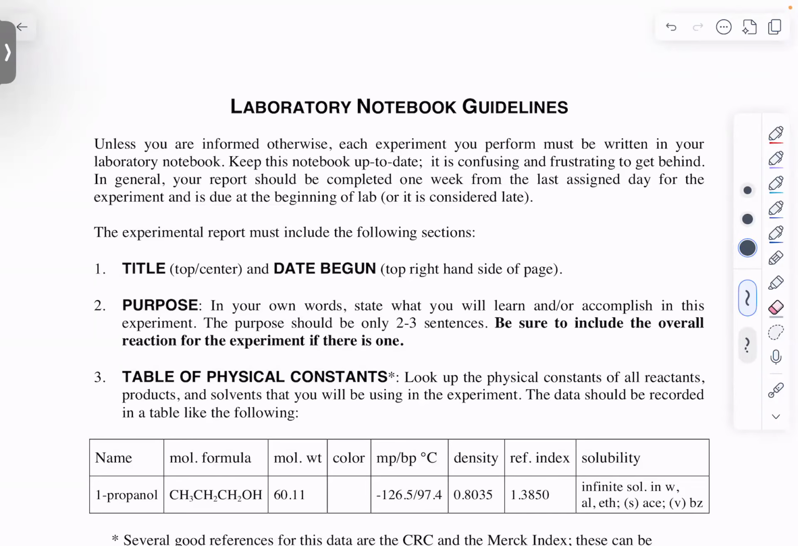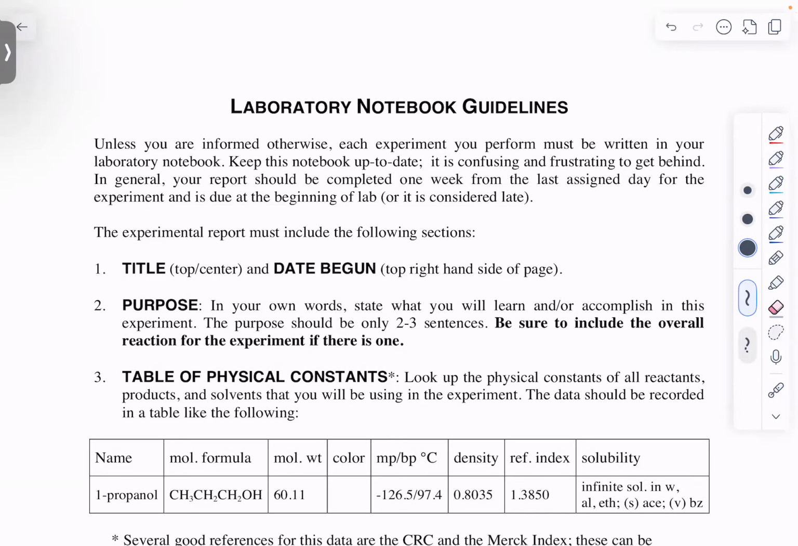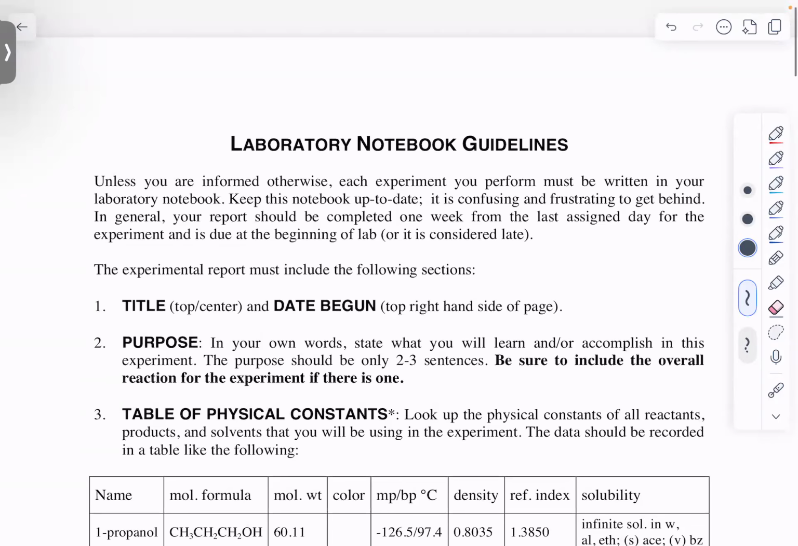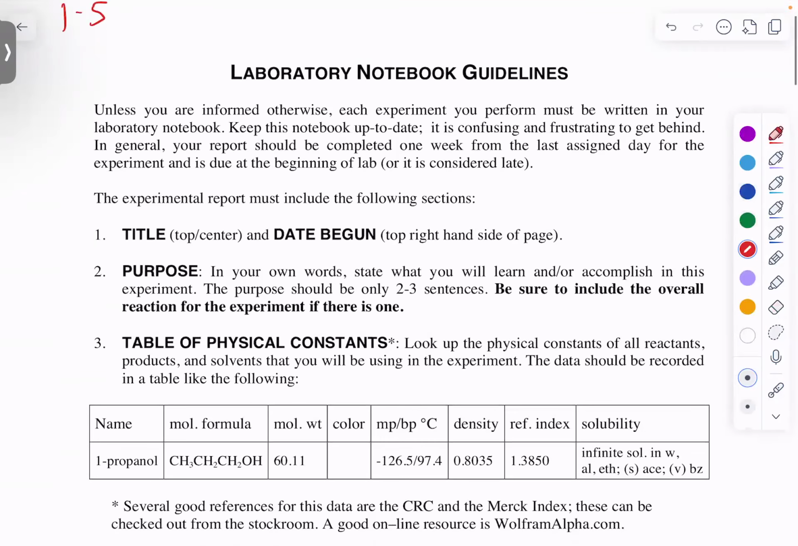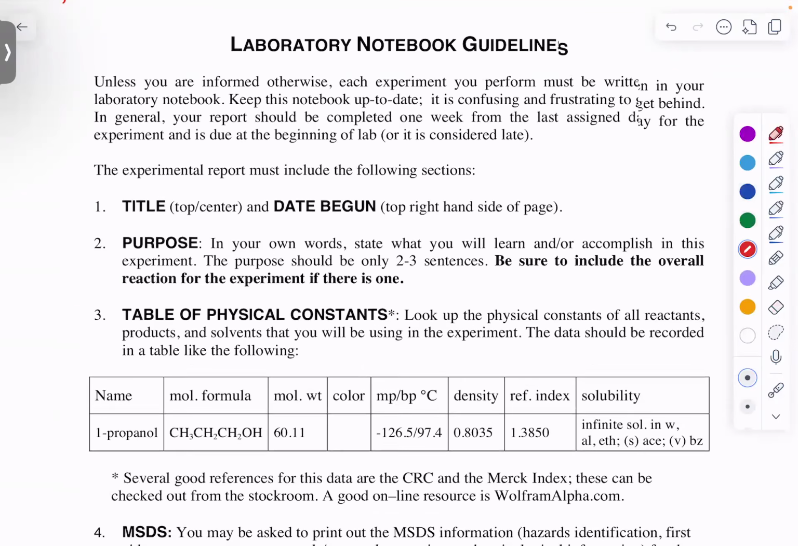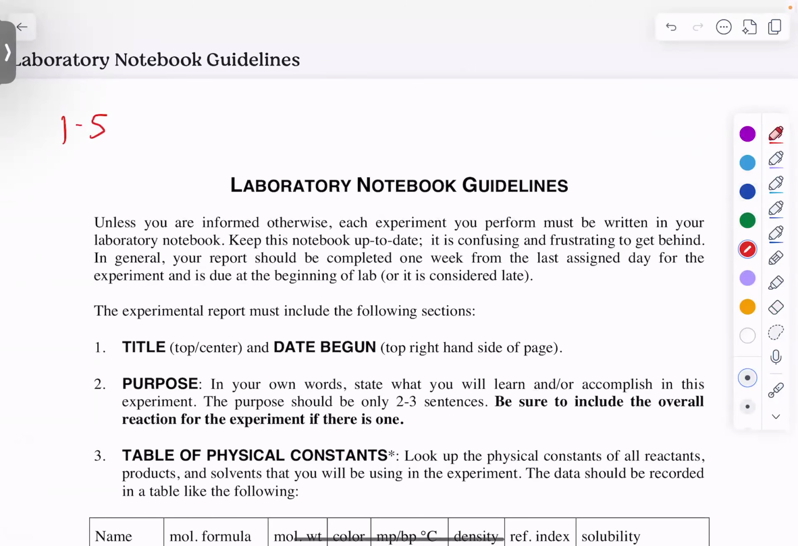I have these lab notebook guidelines here, and you'll receive a copy of them in lab. But the first thing to note is that your pre-lab assignment will literally be steps 1 through 5 on this sheet. Okay, so you can see that the parts are numbered 1, 2, 3, 4, 5, and parts 1 through 5 are the pre-lab assignment.